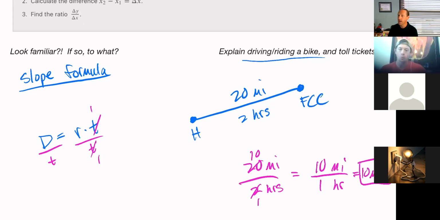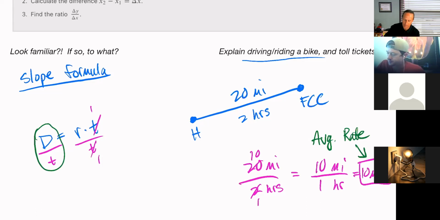Now, is that true? When I jumped on my bike, did I automatically start going 10 miles an hour all the way until I got to Fresno City and then stopped immediately? So what does that 10 miles an hour actually represent? The average rate that I traveled. Very good. And how do we get that? We just take the distance and divide it by time to get our rate.